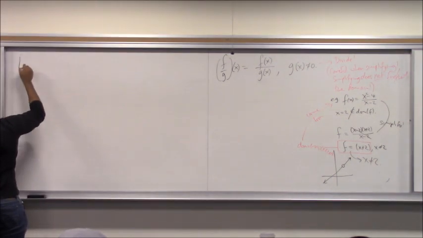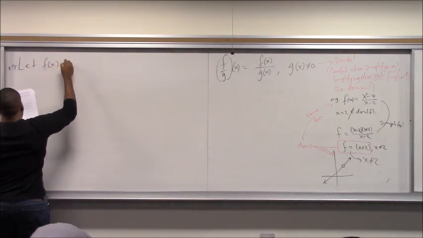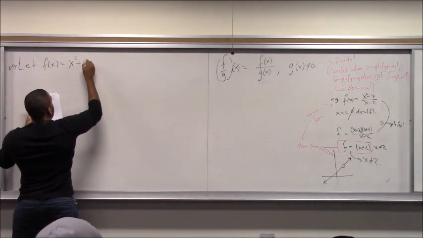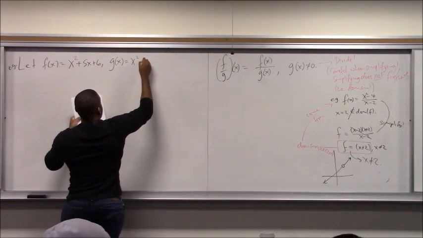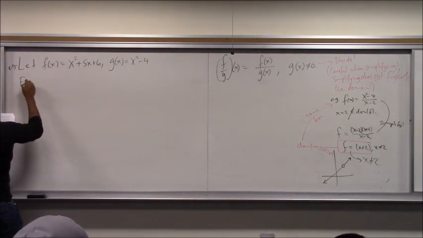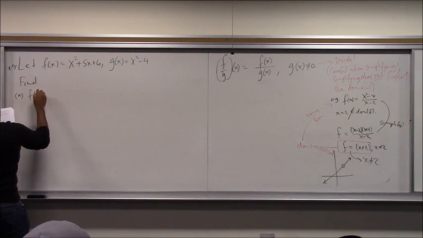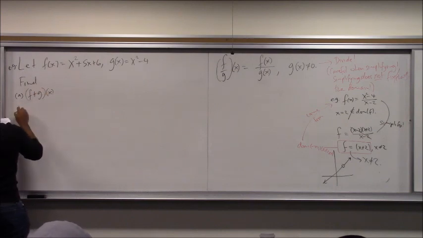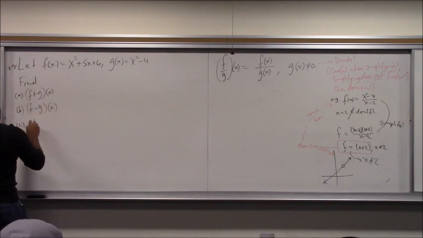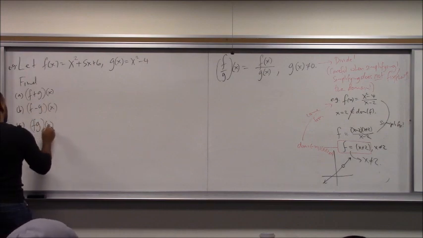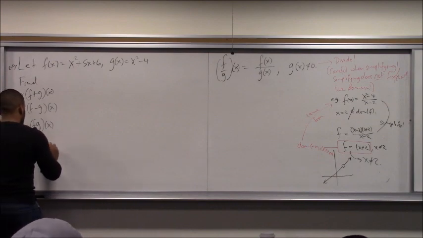So let f of x equals x squared plus 5x plus 6, and g of x equals x squared minus 4. Find f plus g of x, f minus g of x, f times g of x, and f divided by g of x.